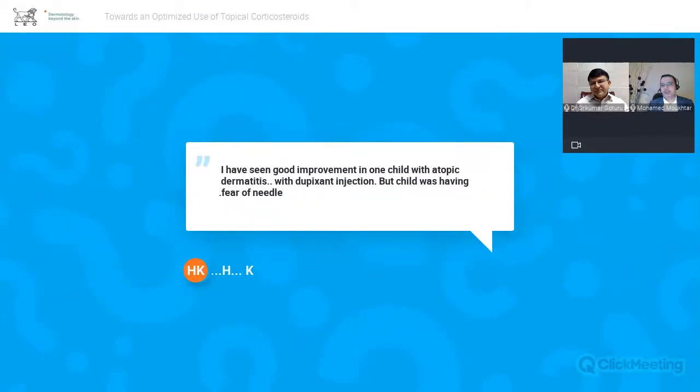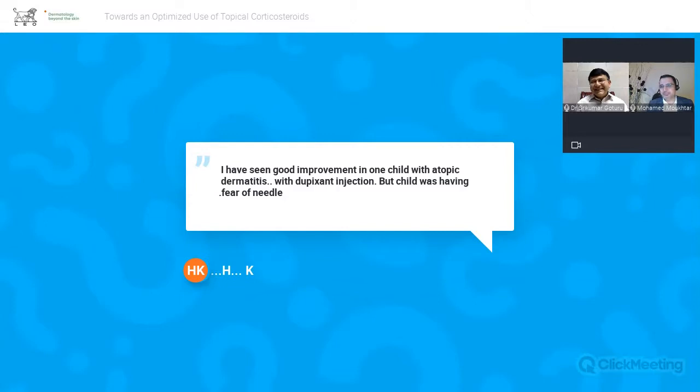Clear, doctor. One question again is regarding dupilumab. The question is regarding the good improvement in a child with atopic dermatitis with dupilumab injection, but the child was having fear of needle. So the rest of the questions from the same participant is about if there are some formulations available other than the syringe with the needle, like the pen, to be used with kids, and how to deal with the fear of kids from injections, of course.